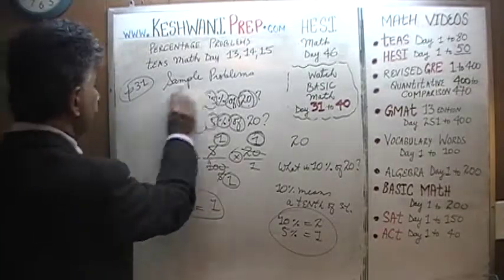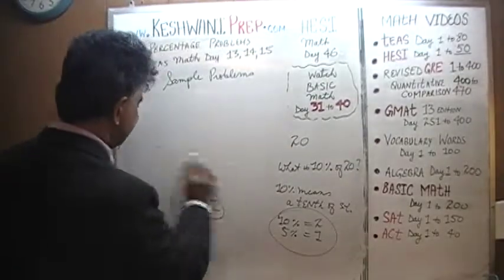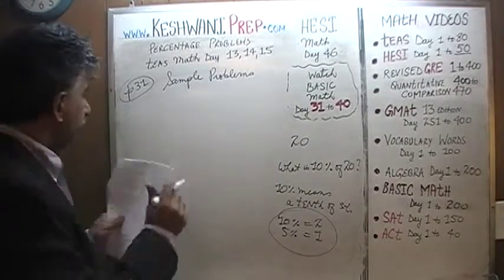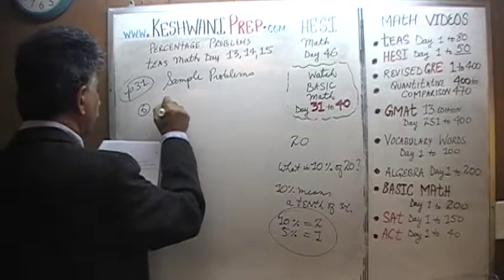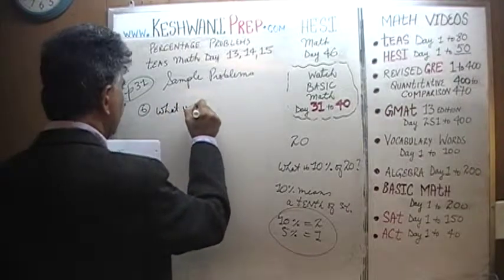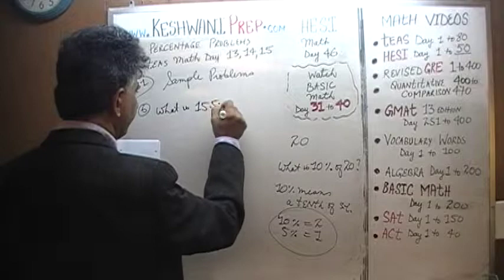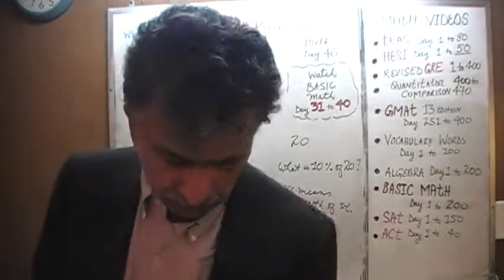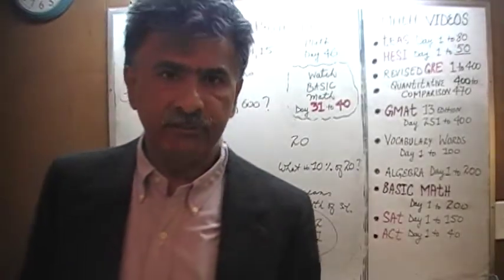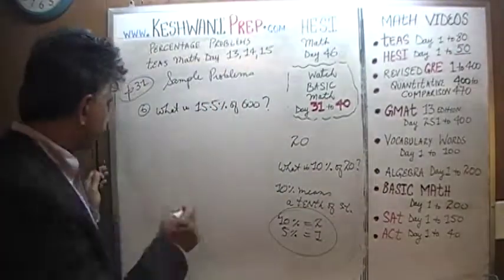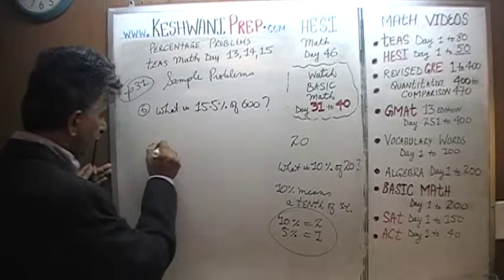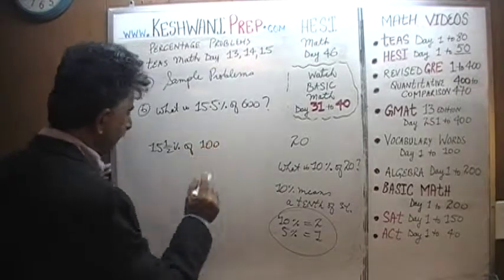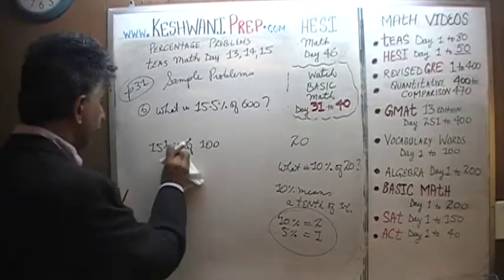Number 6. We are being asked to figure out what is 15.5% of 600. Let's do it together, shall we? Well, we know that 15.5% of 100. How much is 15.5% of 100?